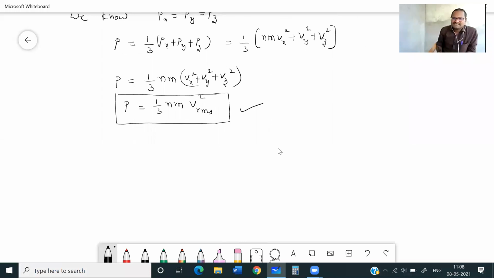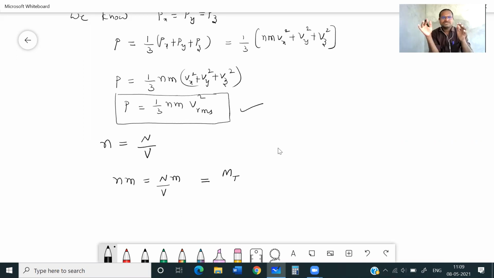So pressure exerted by the gas is equal to 1 by 3 times N m Vrms square. Here, what is N? N means total number of particles per unit volume. Already we have discussed this in the starting. Now what is N into m? Total number of particles per unit volume into mass of each particle. Number of particles into mass of each particle is nothing but the total mass of gas, we can say.